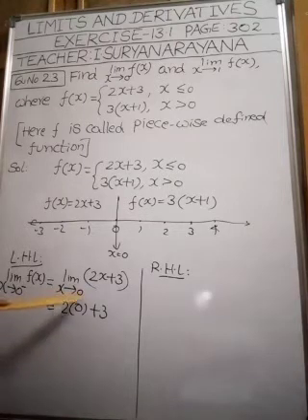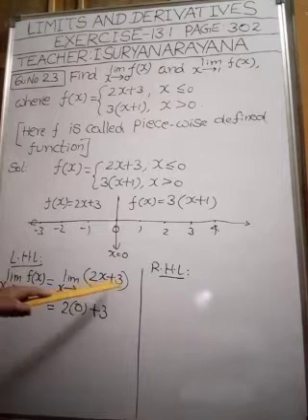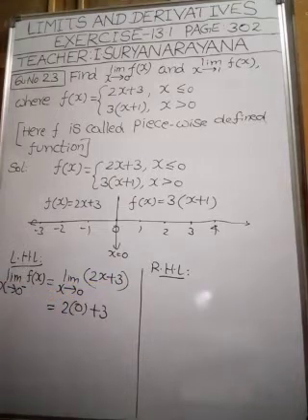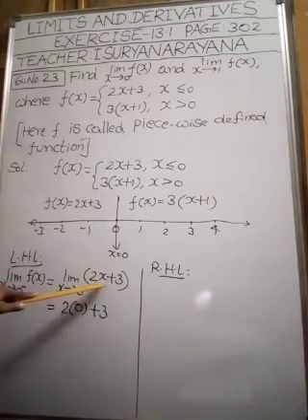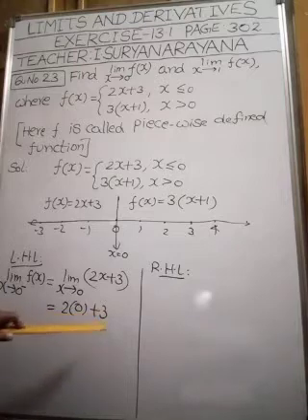Here x is approaching 0. So in this function we substitute x equal to 0. Understood this point, my children? Right. 2 into 0 plus 3. Understood this step, my children?